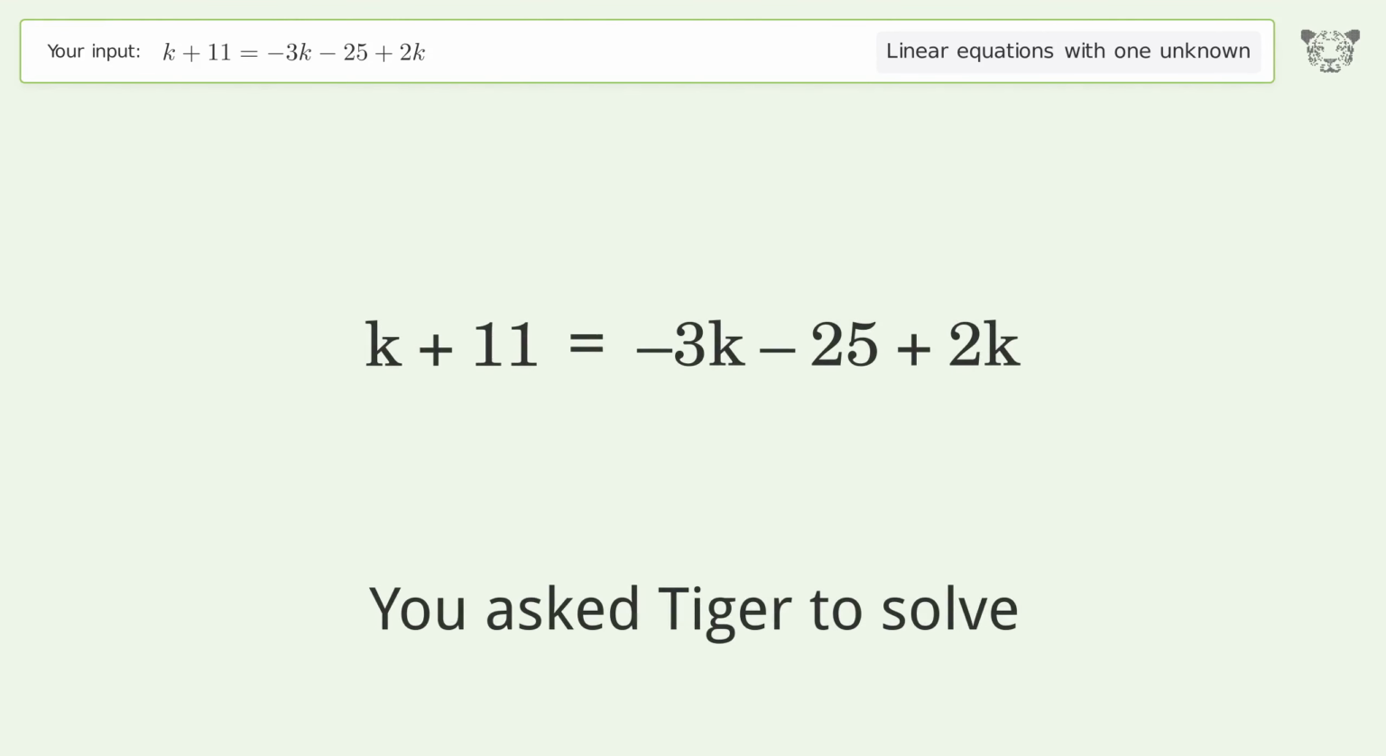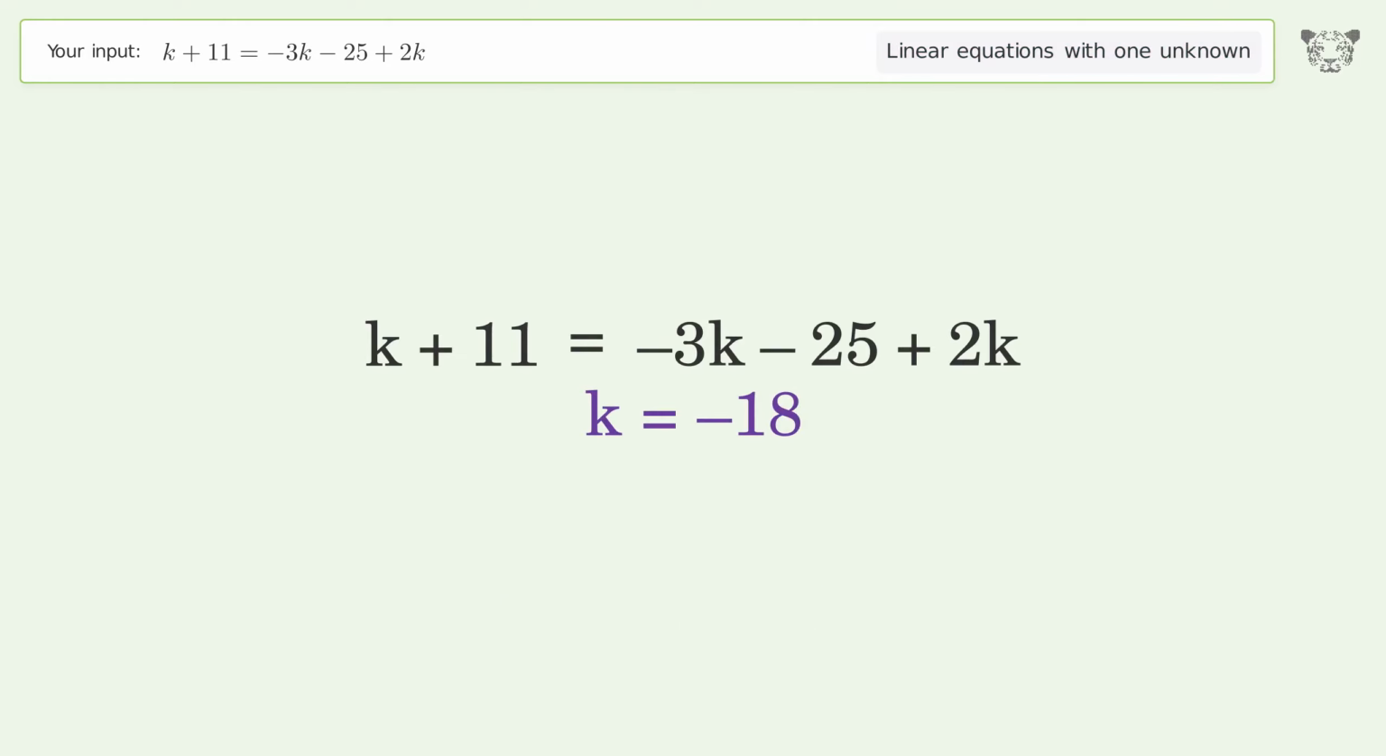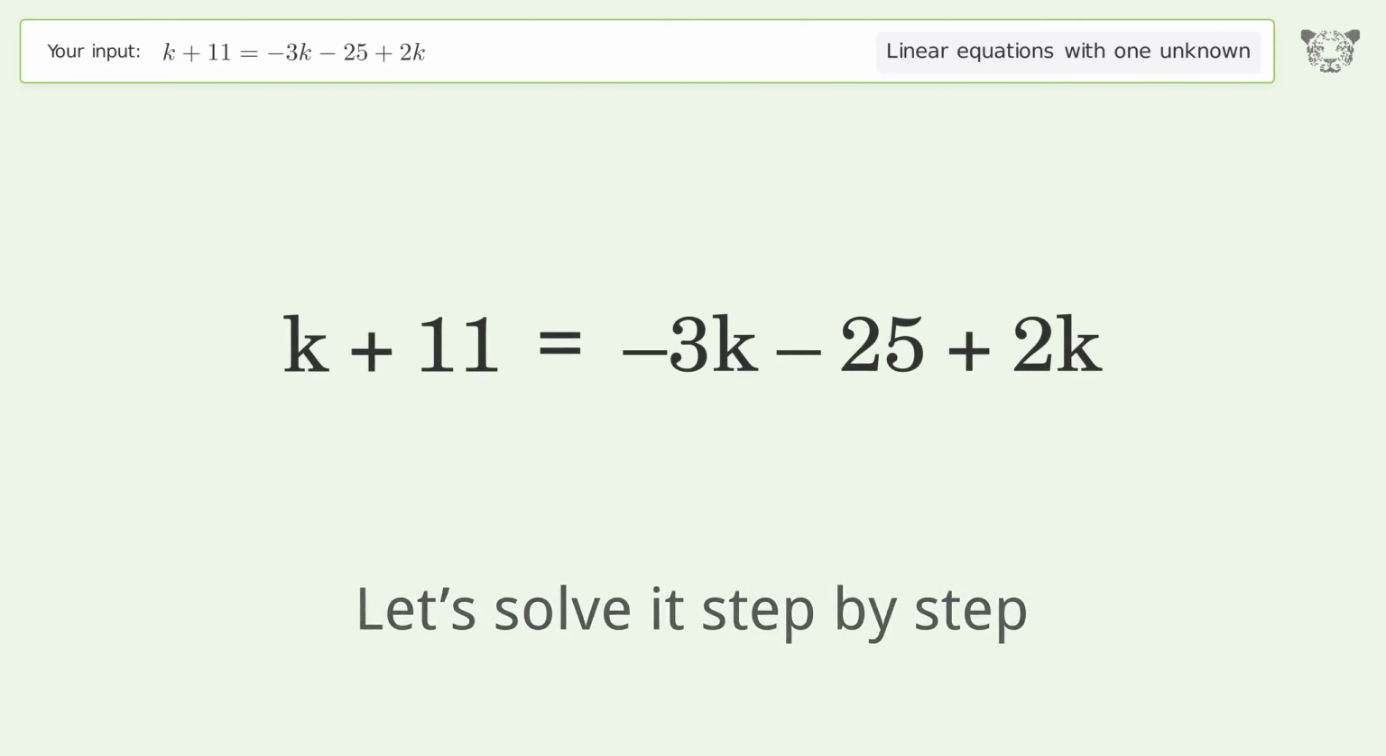You ask Tiger to solve. This deals with linear equations with one unknown. The final result is k equals -18. Let's solve it step by step.